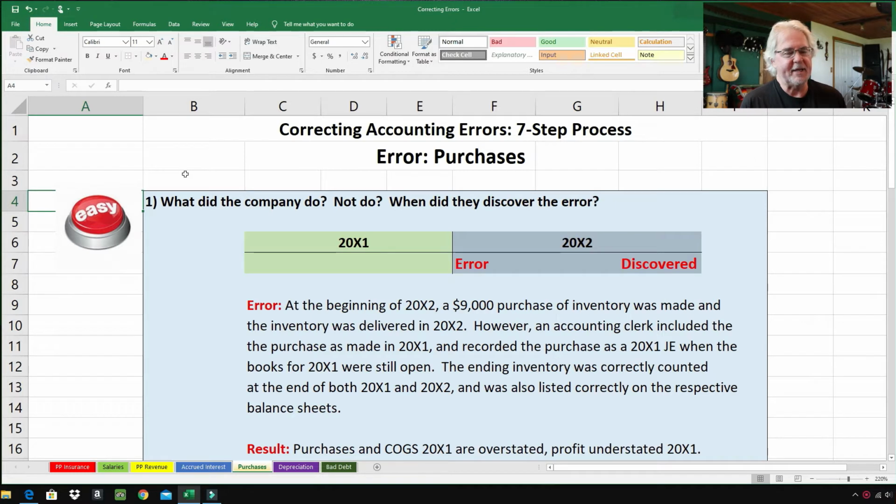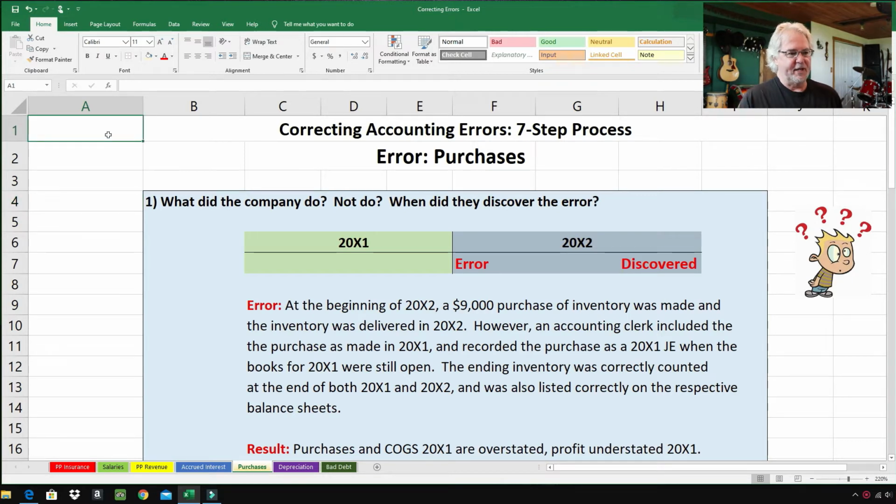We're working with intermediate accounting today on how to fix accounting errors. And the error for today is purchases. So here we go, folks. So step number one, what did the company do or not do? When did they discover the error? What we're trying to do is figure out what happened.